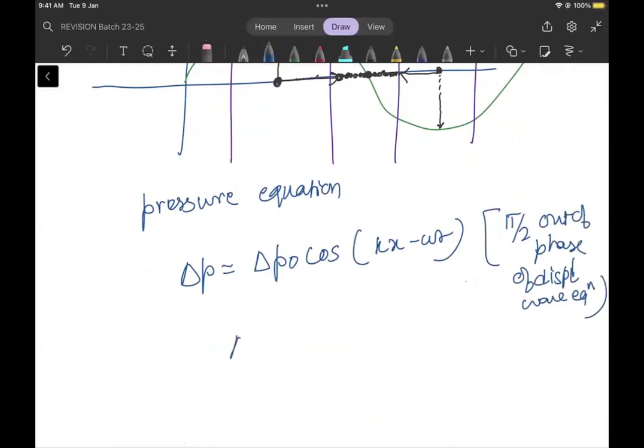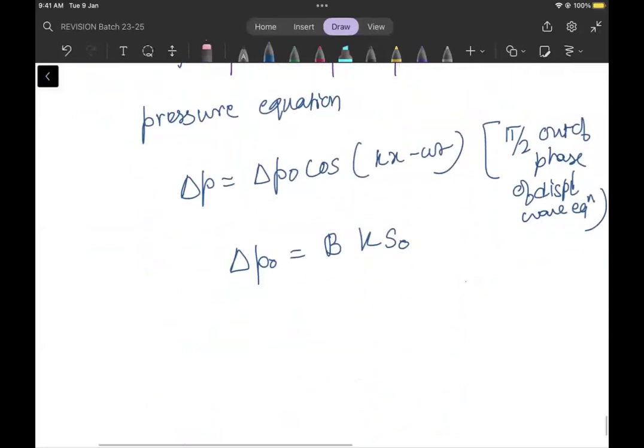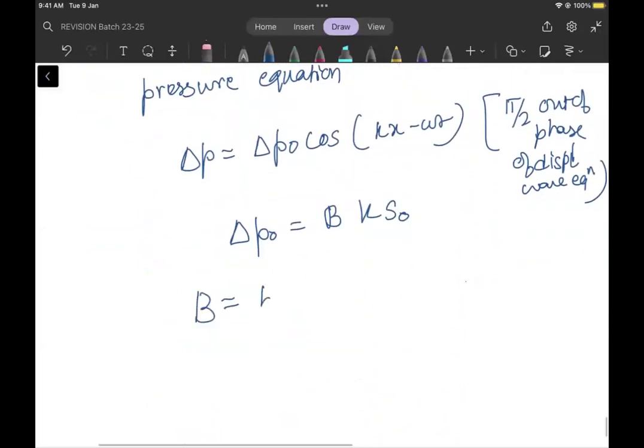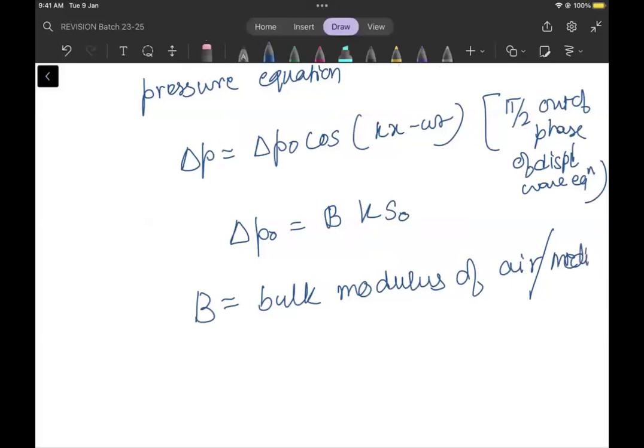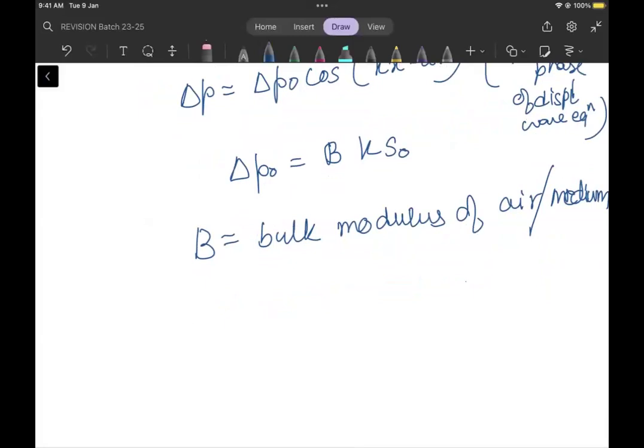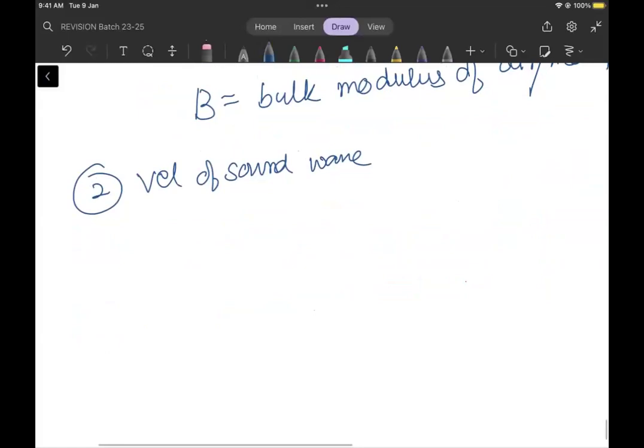और इसमें हमको याद रखना है that delta P naught is equal to BKS naught, where B is the bulk modulus of air, or at least the medium in which sound wave is moving. Number 2, velocity of sound wave. Again, सीधा direct formula.